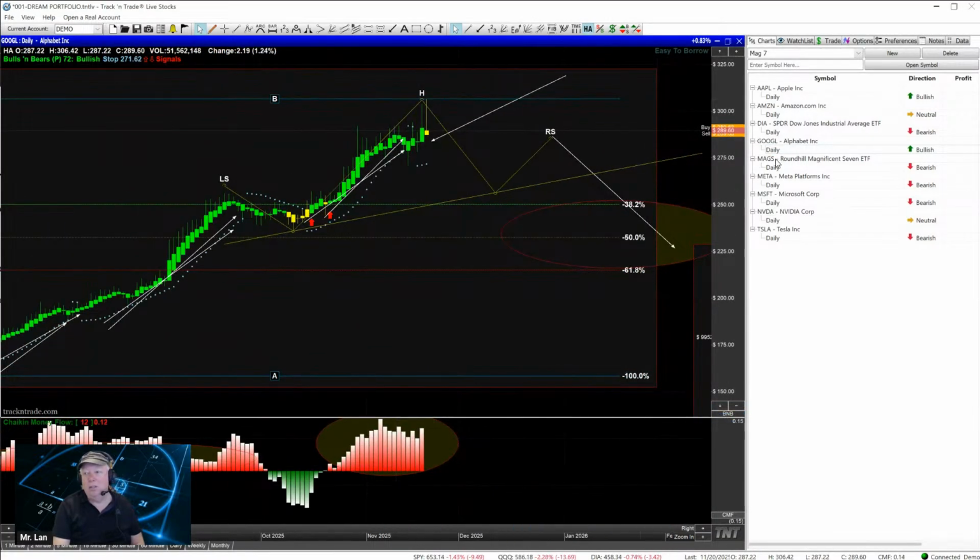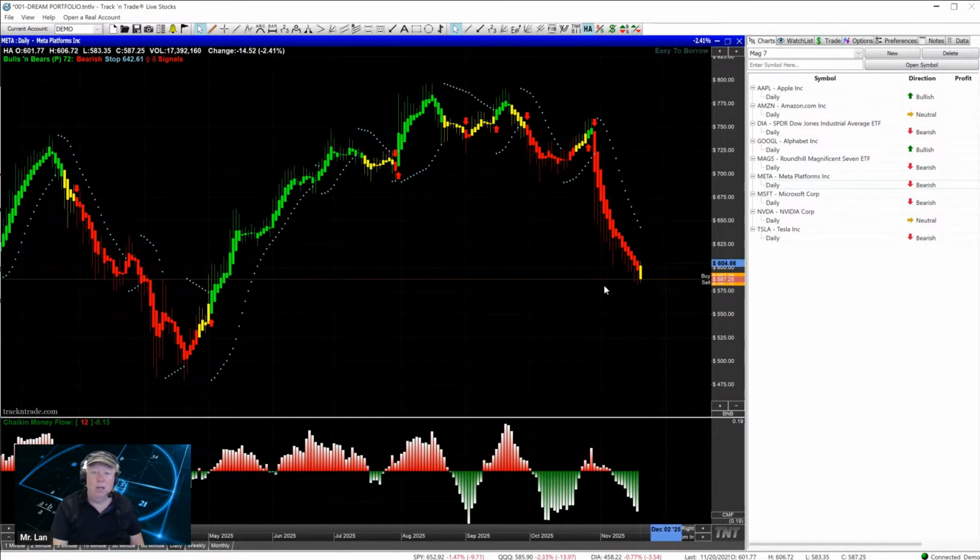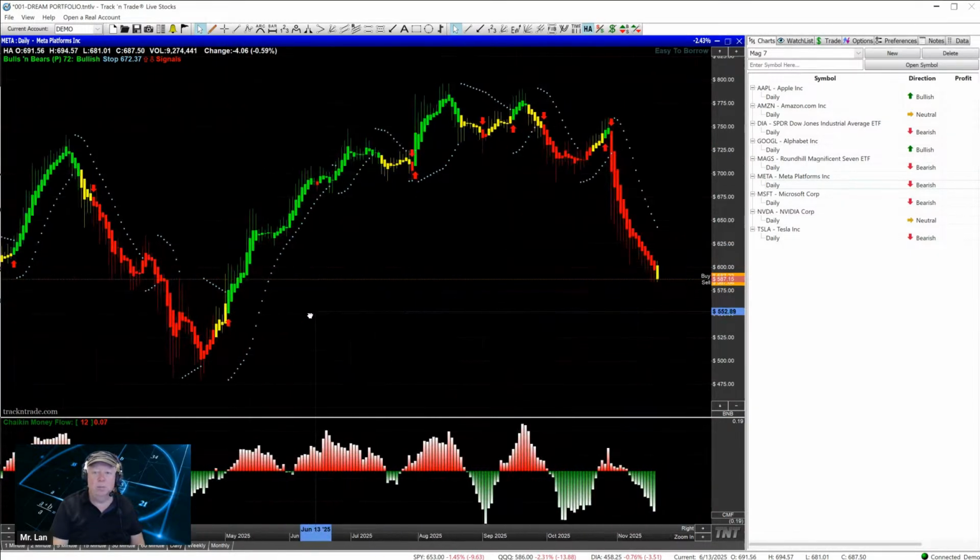That's Google. Let's go look at the Magnificent Seven. Now this is all of them combined into one. I'm going to skip that one. I'll let you do that one on your own. We're going to come out here and just stick to the individual stocks. So look at this one. Look at this market. Holy cow.